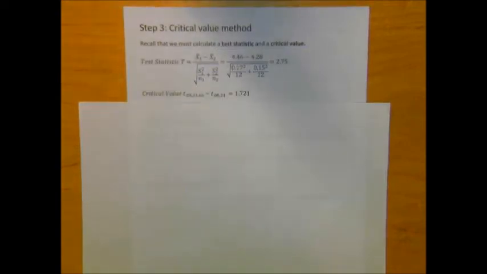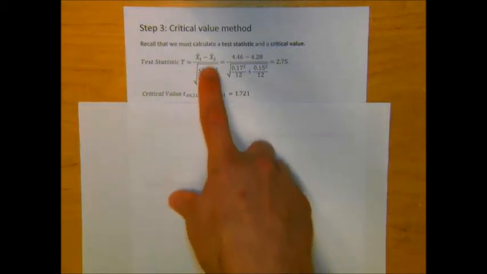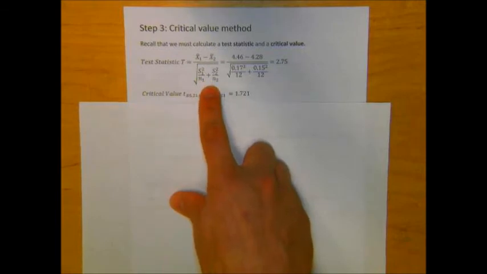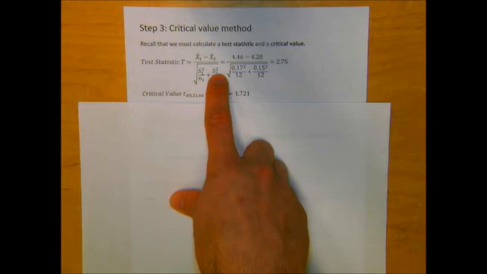Recall again that we must calculate a test statistic and critical value as part of our critical value method in step 3. In this case, the test statistic looks very similar to the first test statistic we talked about, except we're going to use sample standard deviations and sample variances instead of the population variances in this part of the calculation.